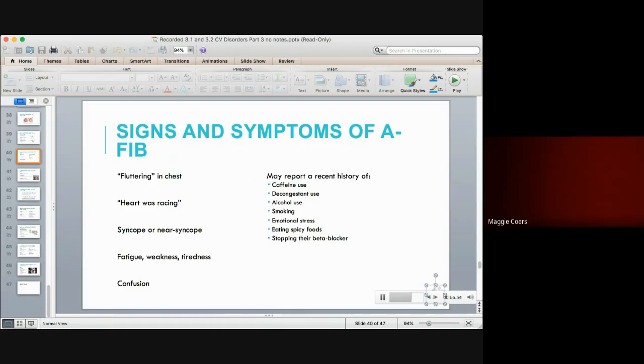They also may have a recent history of the things that are listed on the right side of your screen, and these are triggers. High caffeine use, using decongestants, binge drinking, and smoking could be triggers of atrial fibrillation. Beta blockers also must be tapered down. So we always want to instruct a patient never to just stop taking their beta blocker.